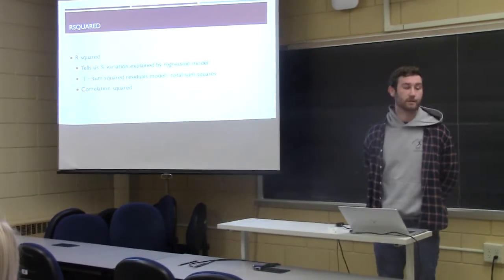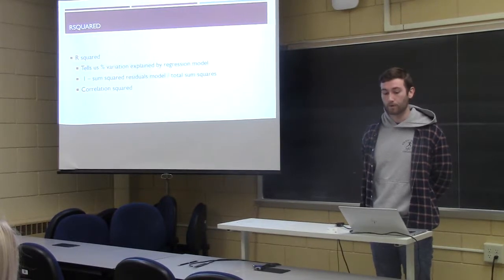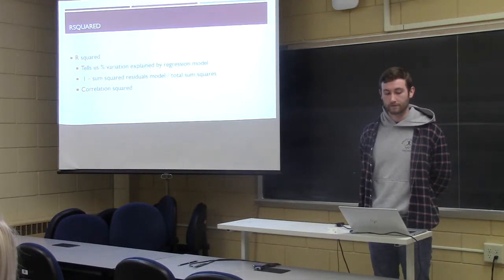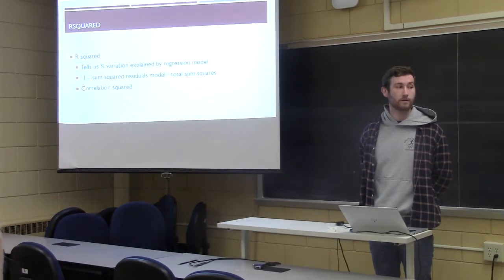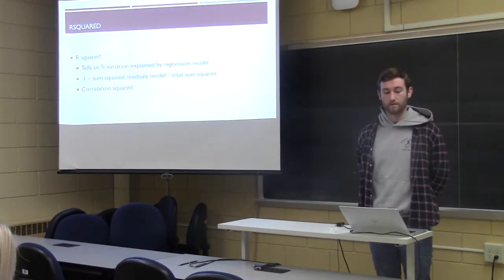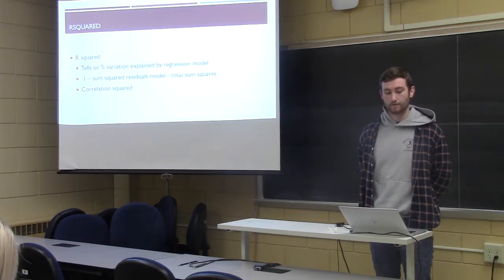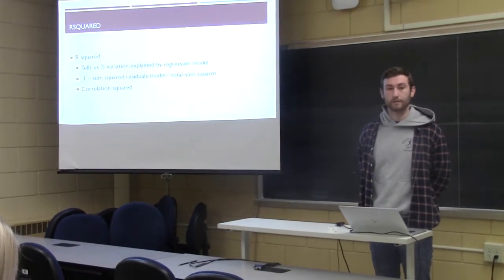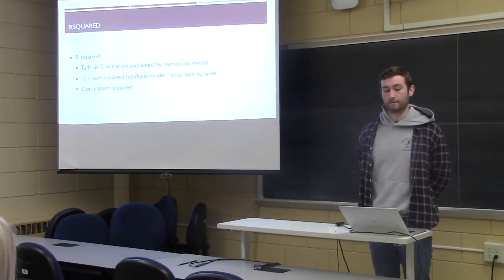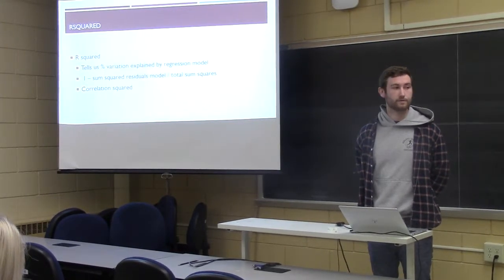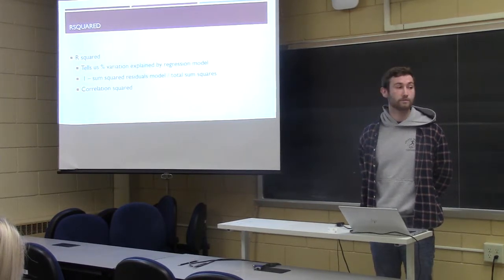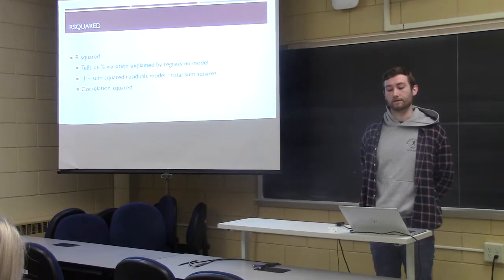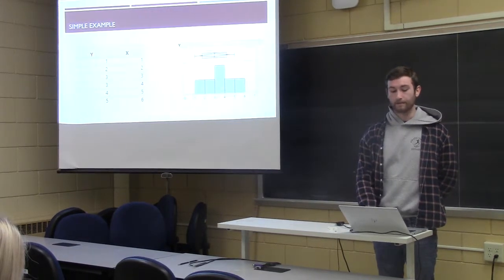So R squared is another way to tell how well your model is fit to your data. It tells us the percentage of variation explained by your regression model, and that's calculated by 1 minus the sum of squared residuals divided by the total sum of squares. So that's error, and the second one is just if you fit the mean for everything. And it's the correlation squared, so if you take the square root, that's the correlation between x and y. And here's a simple example.